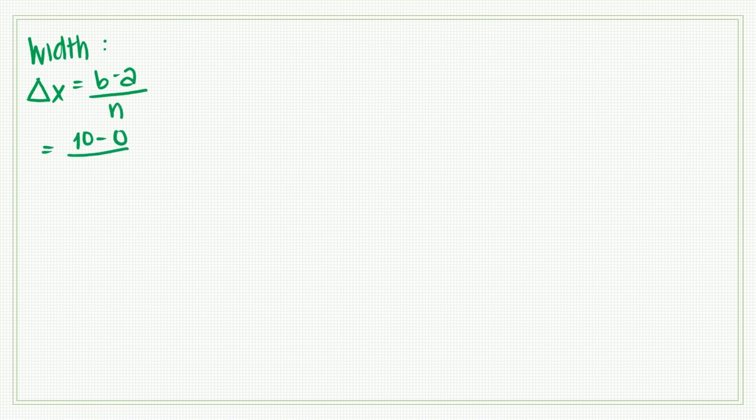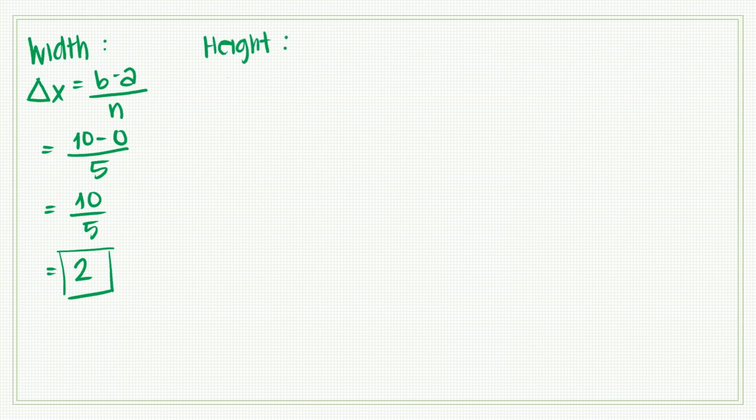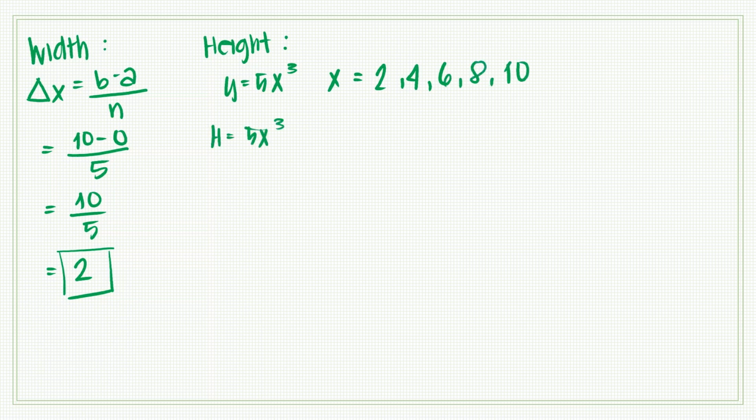Now, we can calculate to get the width of the rectangles using delta x is equal to b minus a divided by n. 10 minus 0 divided by 5 would be 10 over 5 is equal to 2. After getting the delta x, we can now solve for the height. 0 is not included since we're starting from the right endpoints. So y is equal to 5x cubed would be 5 times 2 raised to 3. 2 raised to 3 is equal to 8 times 5 is equal to 40.